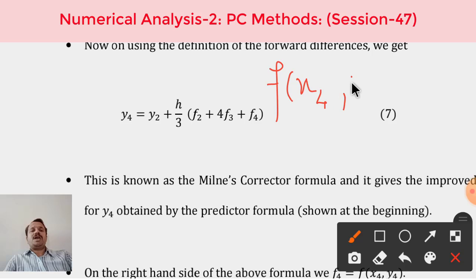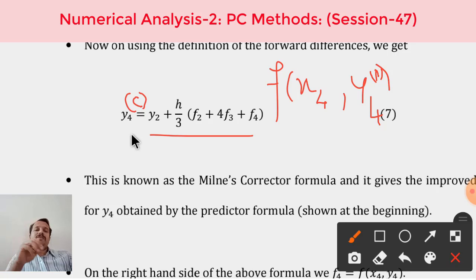So y4 is the unknown, and what is to be substituted in place of this y4? It is very simple. In place of y4, you substitute its previously obtained value. Its previously obtained value is the predicted value. So the predicted value, once you substitute it over here, you will get f4, and after simplification and evaluation of the RHS, you will get y4c. That is the first correction to the value of y4.